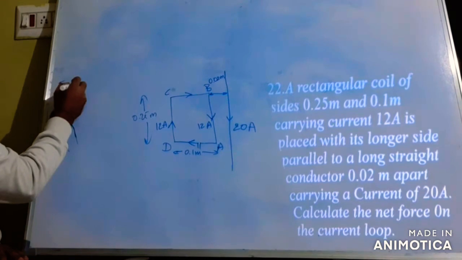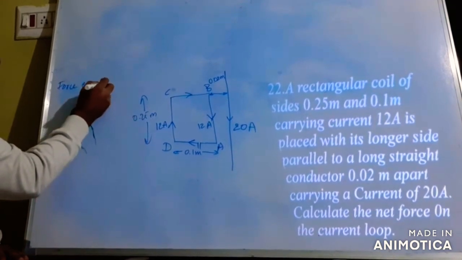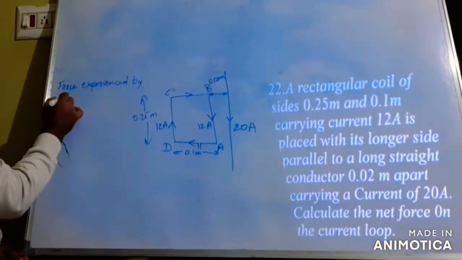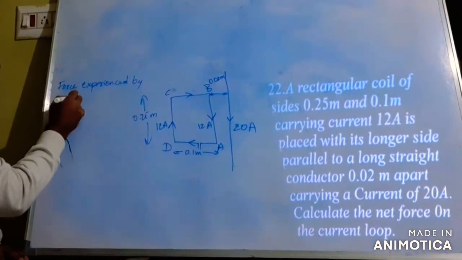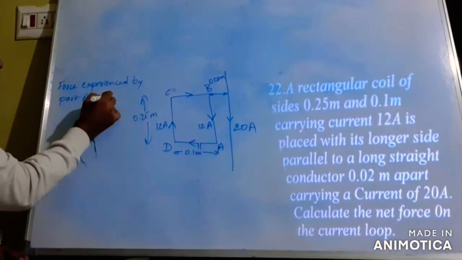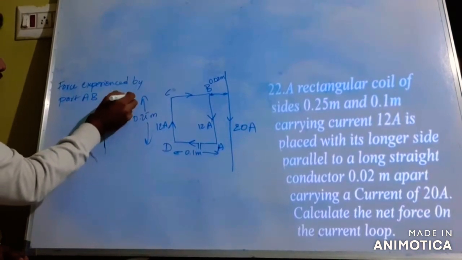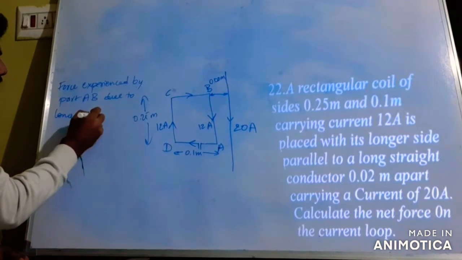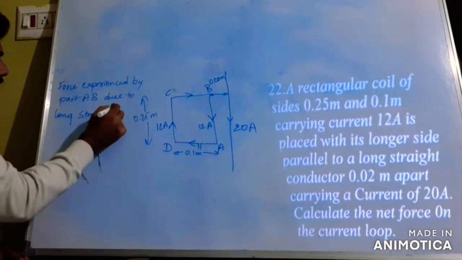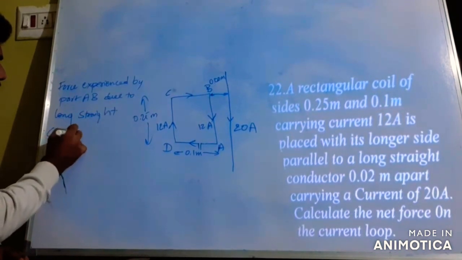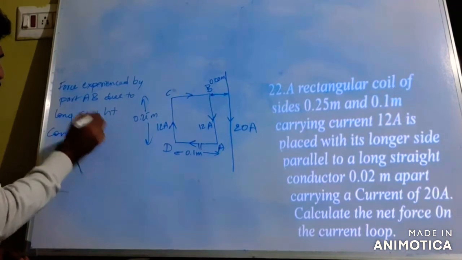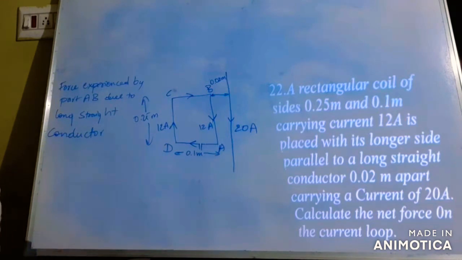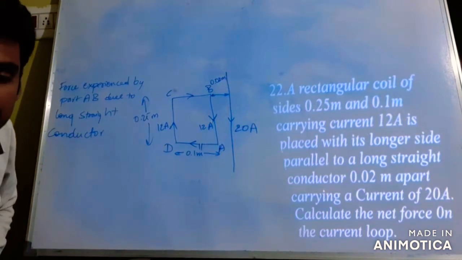So first, let me write it. Force experienced by part AB due to long straight conductor is as follows. Okay, I hope you can see that.